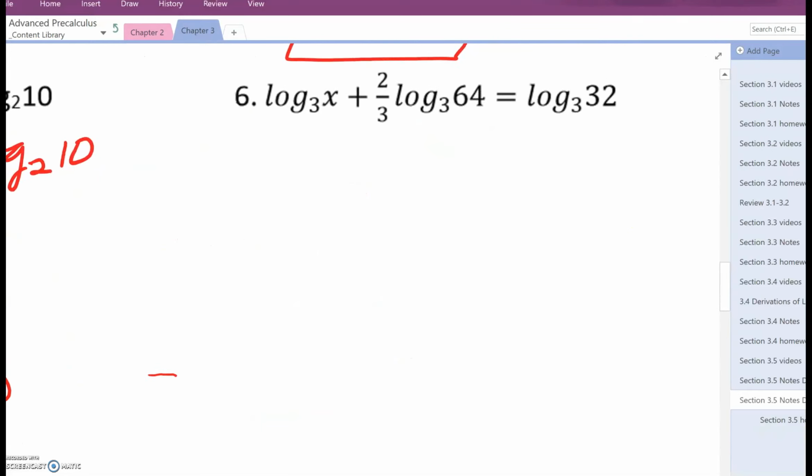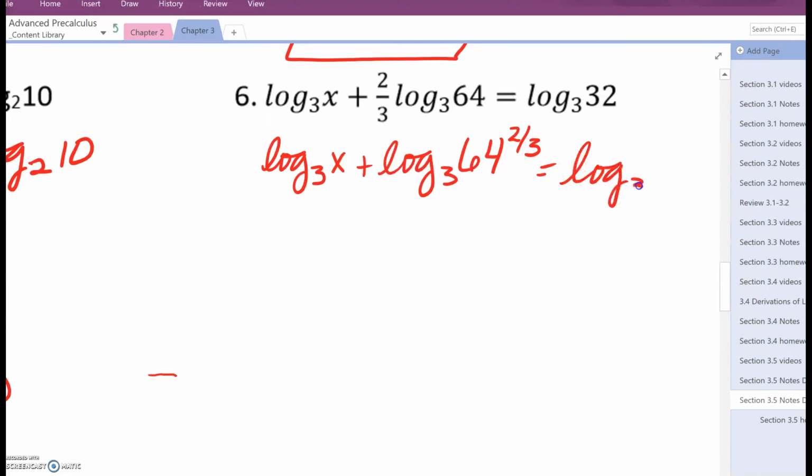All right, let's look over here at this one. Again, we have two different logs on the left-hand side, so we need to condense that into a single log. I notice here I've got a 2/3 as my coefficient, so I need to use the power property and make that into an exponent. So that's going to be log base 3 of x plus log base 3 of 64 to the 2/3 equals log base 3 of 32.